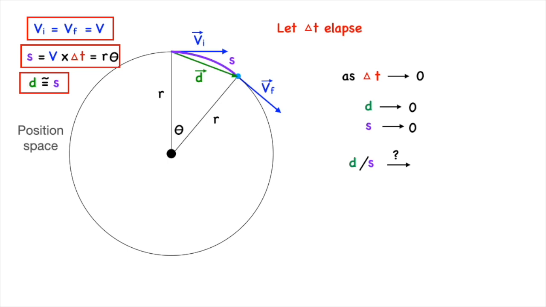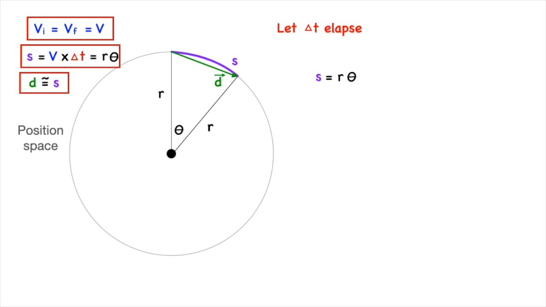This is the perfect time to talk about another ratio of vanishing quantities that we need to deal with. This investigation will also lead us to conclude, as Newton did, that in fact d equals s as delta t approaches 0. We begin by remembering that s equals r times theta. The purpose of this next move may not be immediately obvious.